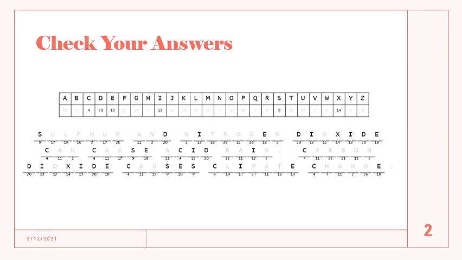Let's check our answer to the Do Now task. Sulfur and nitrogen dioxide can cause acid rain. Carbon dioxide causes climate change.